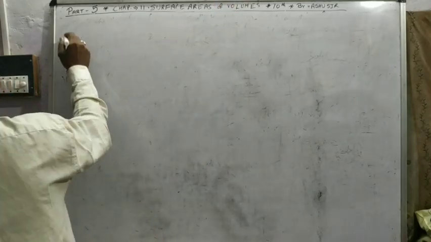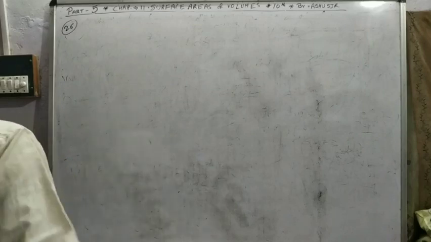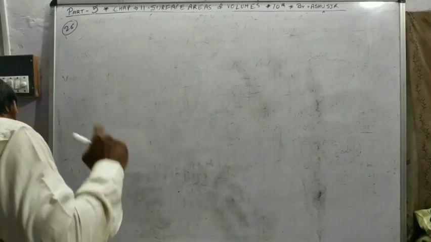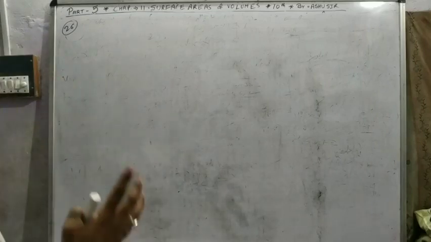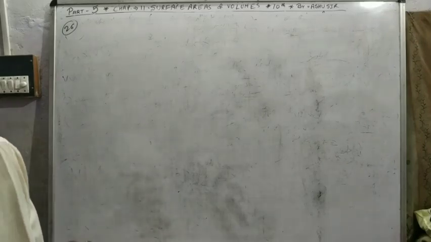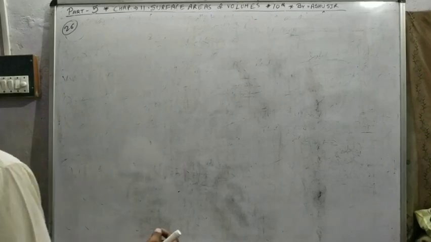Next question, see here. Question number 26. Many students ask this question: sir, explain this type of question. A tent is in the shape of a right circular cylinder up to a height of 3 meter and a cone above it. The total height of the tent is 13.5 meter above the ground. Calculate the cost of painting the inner side of the tent at the rate of 2 rupees per meter square. The radius of the base is 14 meters.